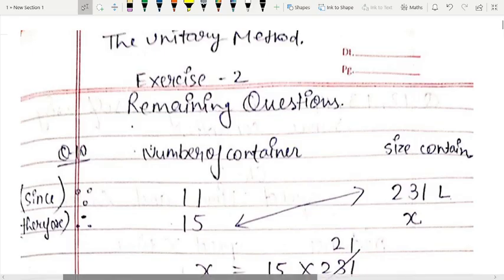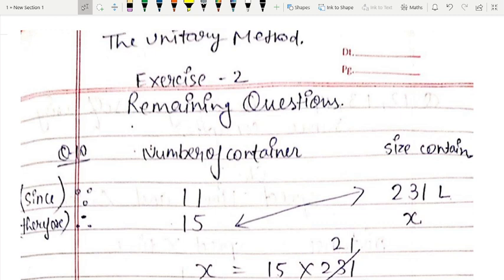Good morning, dear students. We were doing chapter number 2, unitary method, exercise 2. Some questions we have already discussed in the class, and now we are just going to do the remaining questions of the exercise. We are now doing question number 10. In question number 10, as you can see, just read the question in your book. Just pause the video, open your book and try to read the question.